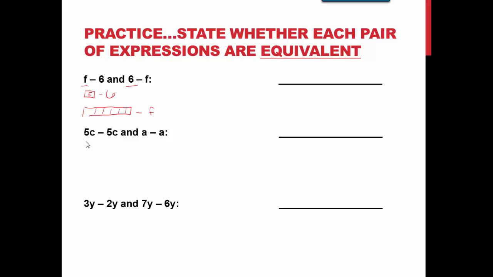Bar model for the second one, 5C. 1, 2, 3, 4, 5. Can I subtract 5C? I have 1A. Can I subtract an A? And I'll let you do the one on the end yourself. Draw the bar model. Check with the substitute.